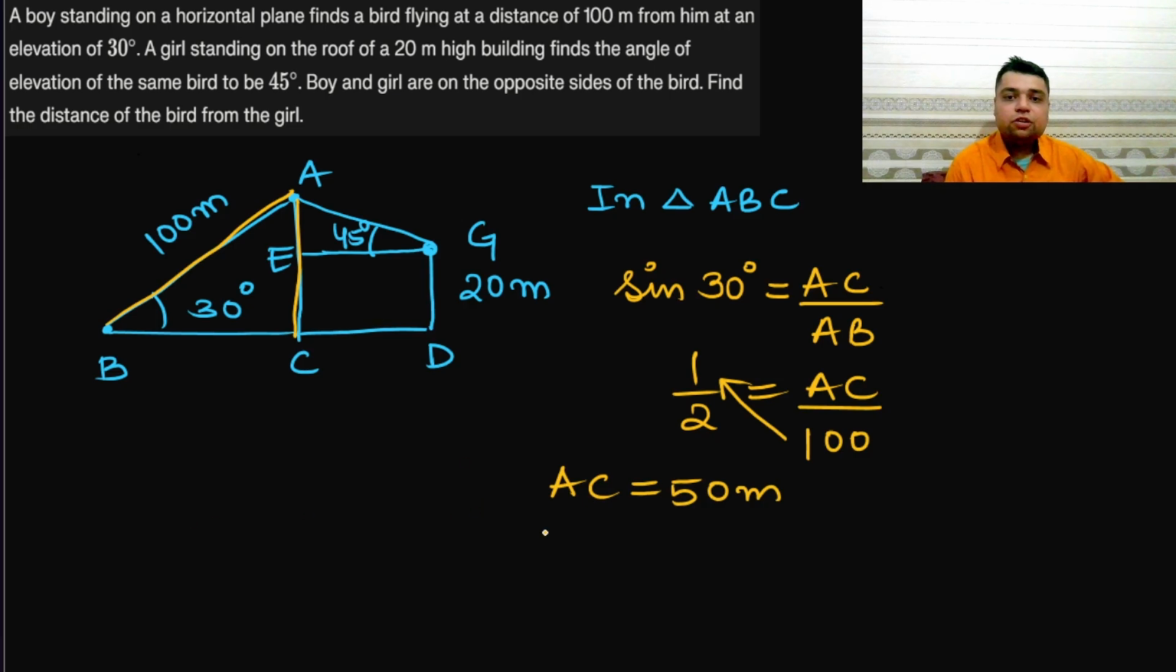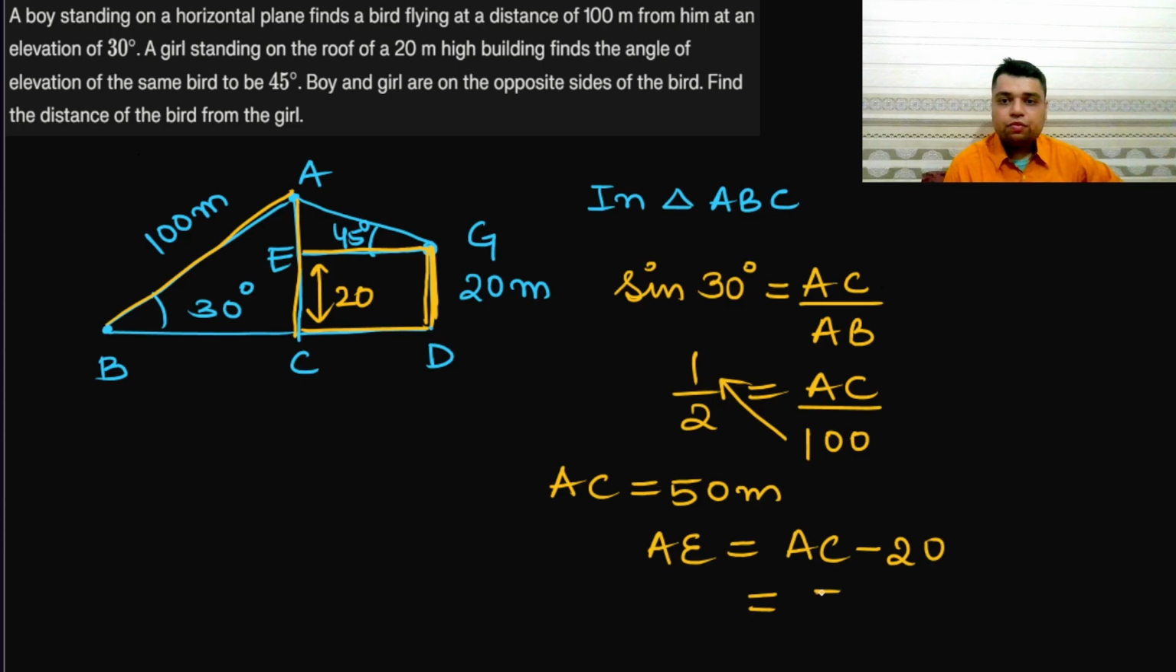So what will be the value of AE? AE is nothing but AC minus 20, because see, this is becoming a rectangle, and if this GD is 20, then EC is also 20. So AC minus EC will be what? AE. So it will be 50 minus 20, which is 30 meters.